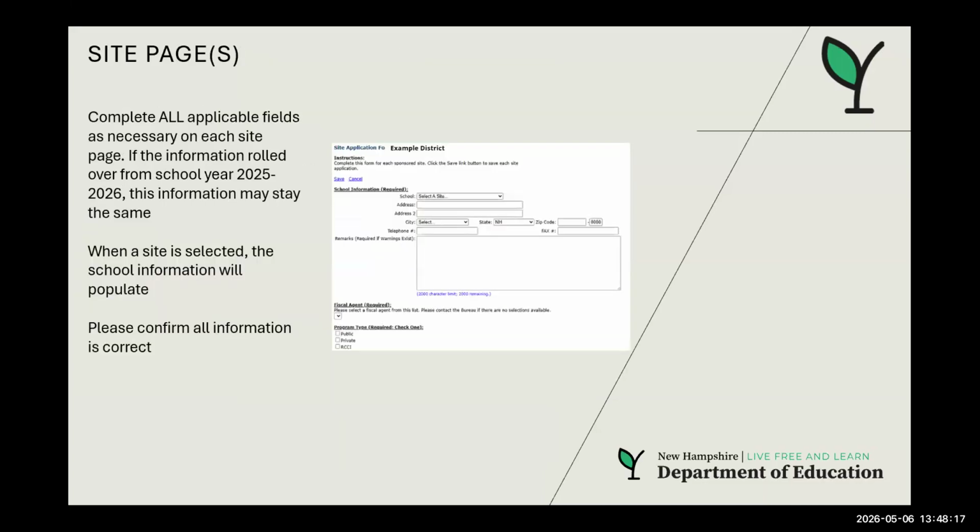So once all sites have been selected, or you have confirmed that they have accurately rolled over and all information is correct, please, again, just verify everything, make sure everything's up to date, and just reach out to our office if any changes need to be made.